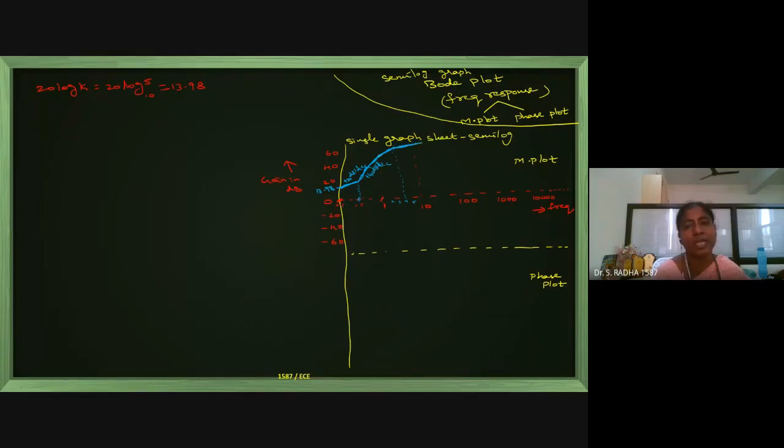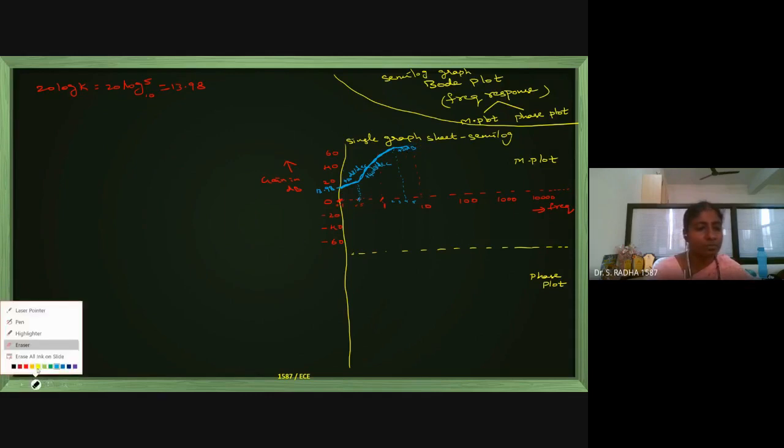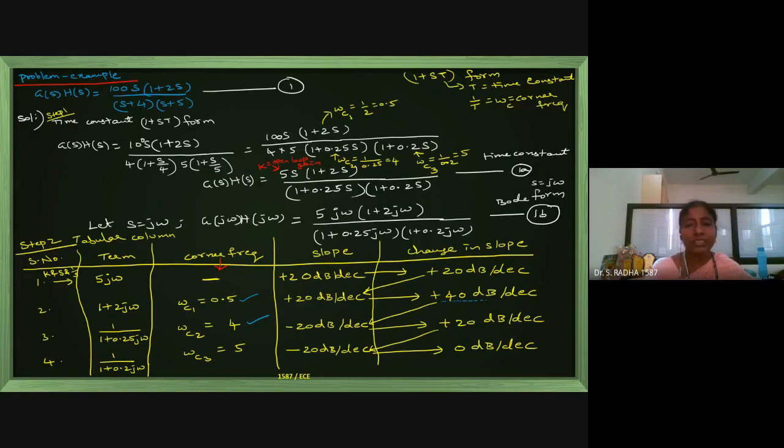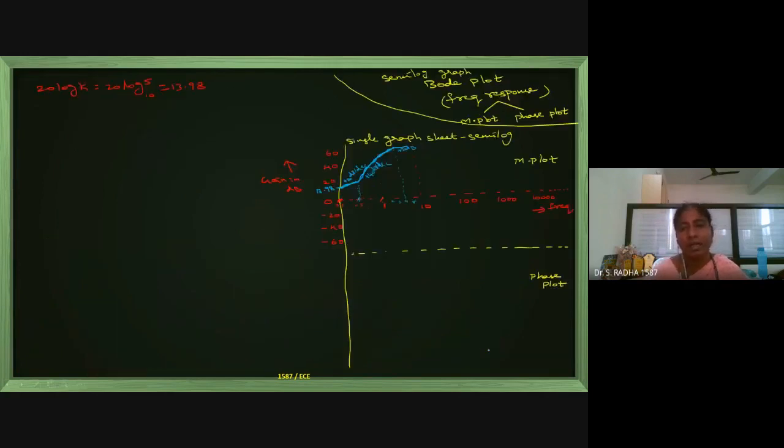This is plus 40 I have written. Now this is plus 20 dB per decade. Again at 5 it has to change. You can see at corner frequency 5, I have slope 0 dB per decade. 0 means horizontal line. After 5, it should be a horizontal line. Further, we don't have any terms in the given question. So this 0 dB can continue up to the end because our question is completed.